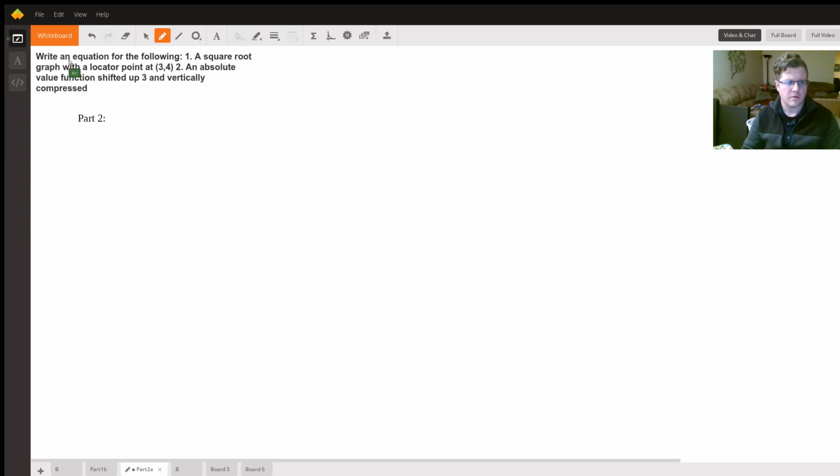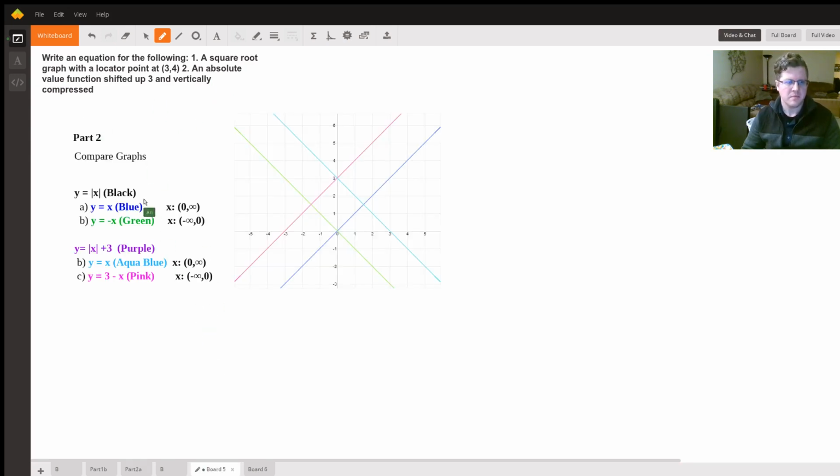Part 2 is write an equation for the following. Square root graph with a locator, we already did that. Part 2, an absolute value function shifted up 3 and vertically compressed. Now I'm going to go to this board here, and let's compare the two graphs. y equals the absolute value of x. You rewrite it as such. These two equations right here.